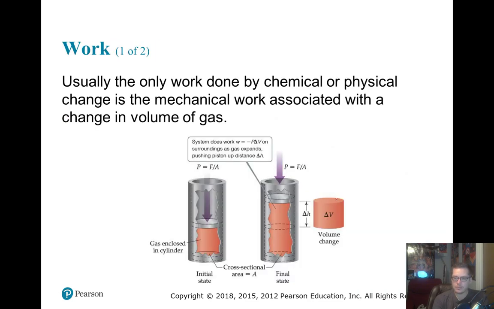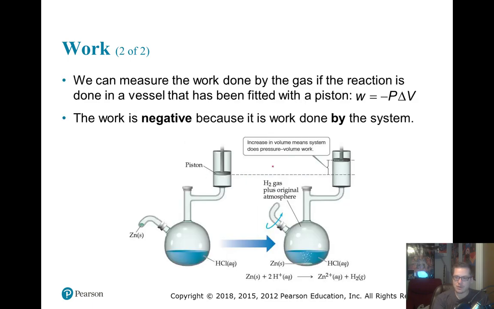All right, last bit here. Usually, the only work done by chemical or physical change is the mechanical work associated with a change in volume of gas. Essentially, what this is saying is when we're thinking about work, for now, we're only going to be thinking about what's happening to the volume of the gas that we're worried about. The system doing work on surroundings is equal to negative P delta V. So we just care about how much our volume is changing times the pressure that's pushing down, and that's going to tell us what our work is.